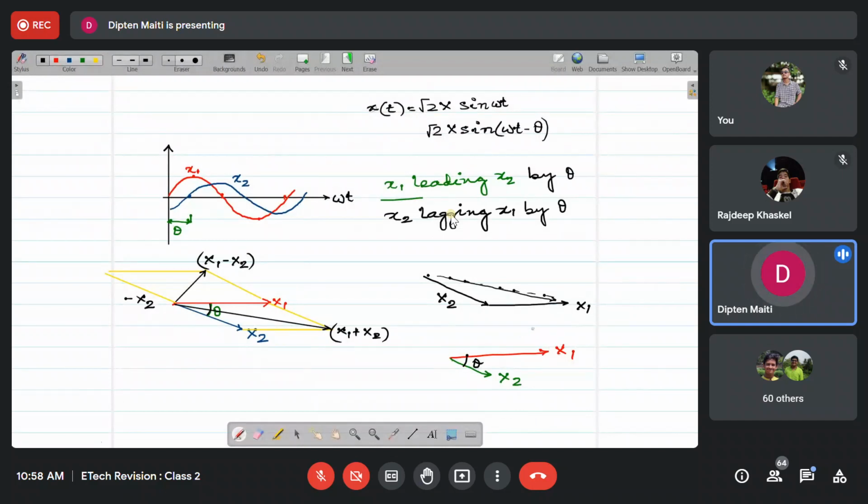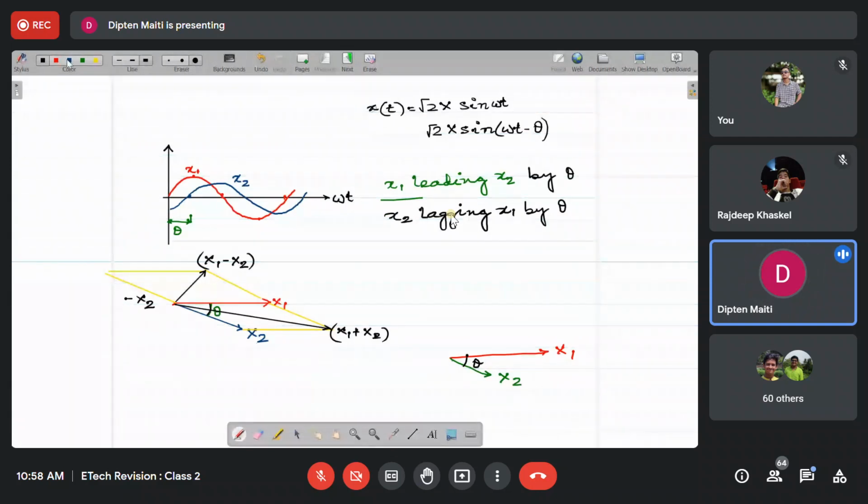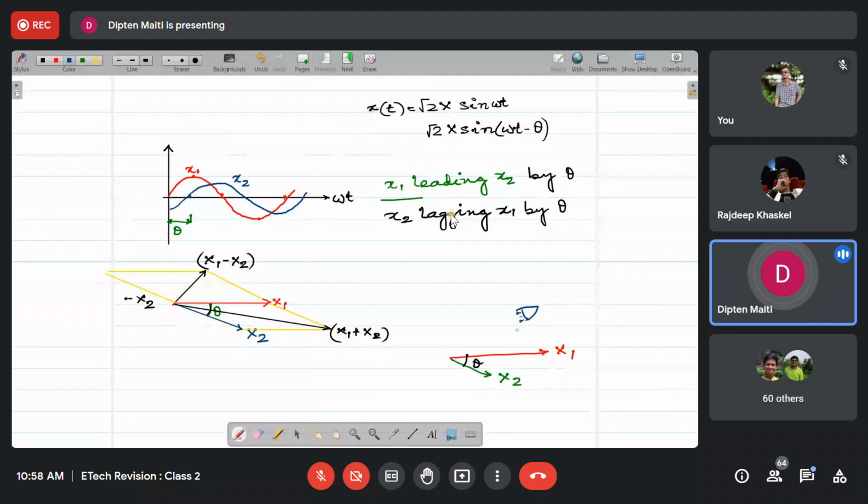To know that, remember that all of these are rotating in the anticlockwise direction. Let's see how to find which one is leading and which one is lagging from the phasor diagram. Consider that you are keeping an eye on the phasors, looking here like this. If they are rotating in the anticlockwise direction, you would find first x1, then x2. So x1 would achieve the same phase at an earlier instant of time compared to x2. That means x1 is leading and x2 is lagging.